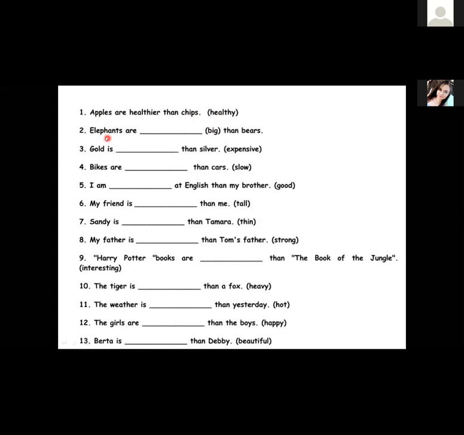Number two, elephants are, what is the comparative? Bigger than bears. Bears are... All right. Very delicious. Cerveza. Yeah, okay. Is it clear? Yes. Okay. Entonces vamos a practicar. We're gonna practice. Teacher, I have a question.